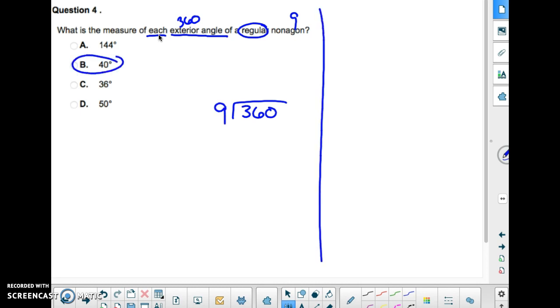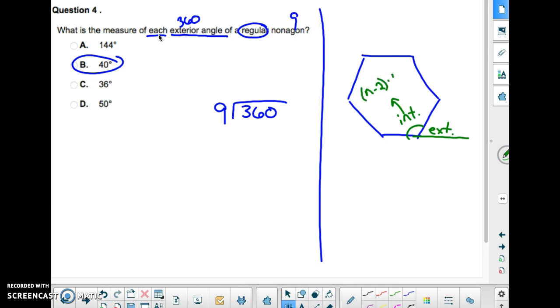So what we're talking about is if you have some kind of polygon, this is an interior angle. And then if we extend one of the sides out, that becomes the exterior angle. Interiors have a formula, n minus 2 times 180. Exterior angles just always add up to 360. They're the straightforward and easy ones.